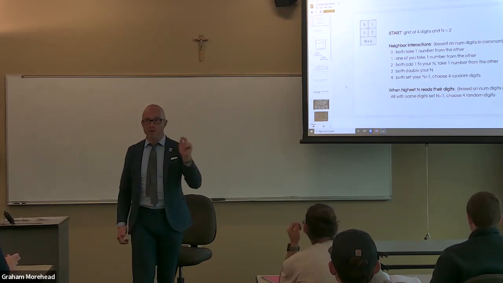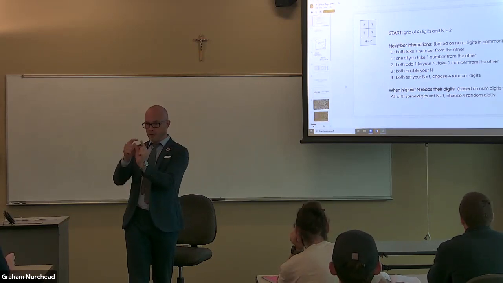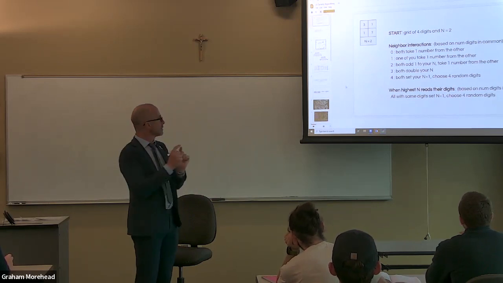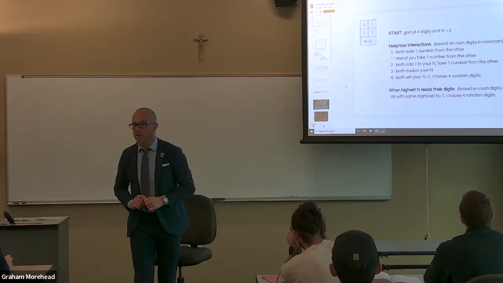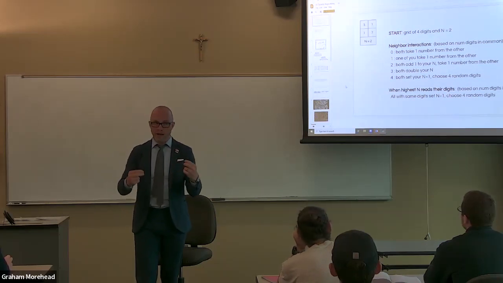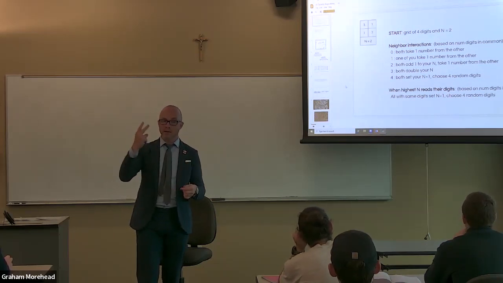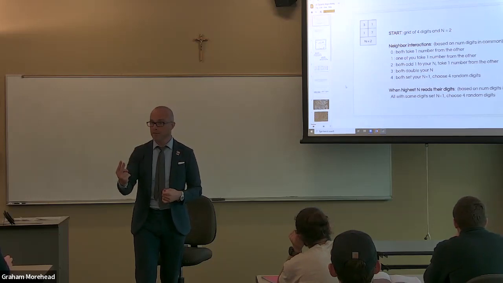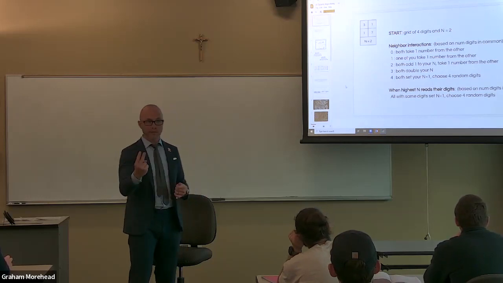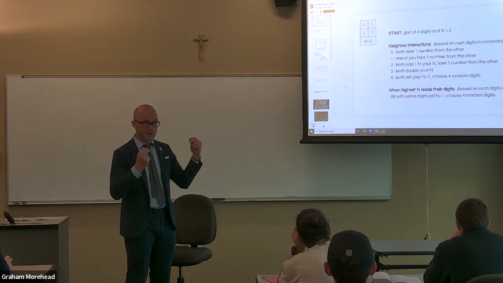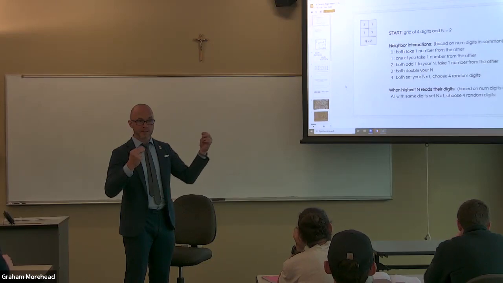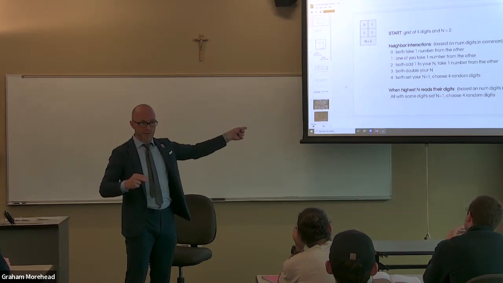If you have 0 numbers in common from the 4 grid, the 2 by 2, then you both take 1 number from the other. If you do that, you will then both have 2 numbers in common, right? Because you're going to take different numbers. You want to make it so that you have 2 numbers in common if you start off with 0.